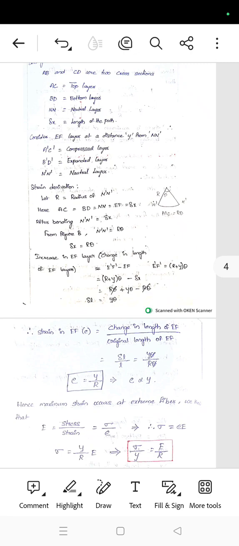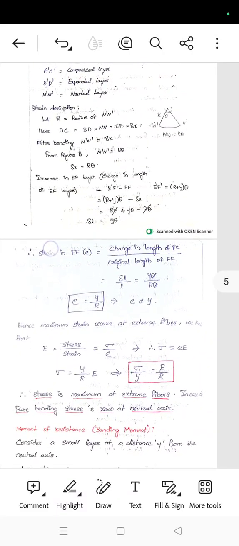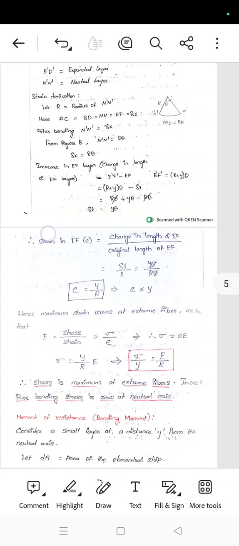Change in the length by original length. For EF, only the EF section we are taking. So what is the change in length? Delta L is y theta, divided by the original length, which is r theta. From this equation, theta gets cancelled, so strain e is equal to y by r. From this you can say that strain is directly proportional to the distance from the neutral axis. Hence maximum strain is at the extreme fibers, as we know, at the maximum distance the value will be more.